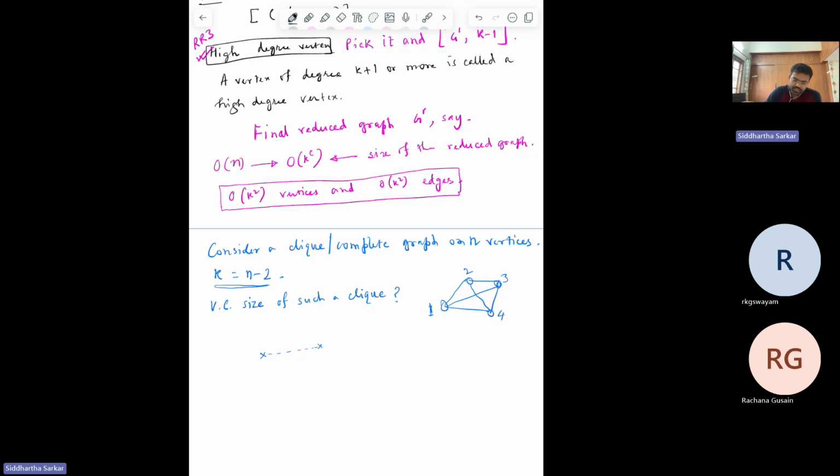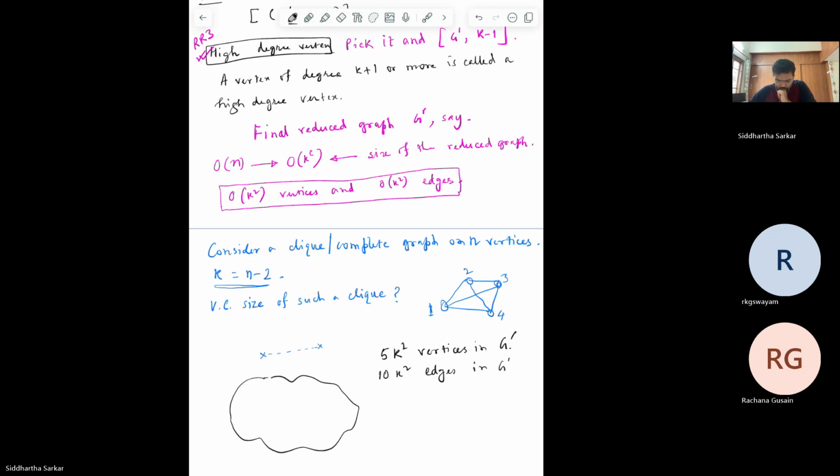Let's be more concrete. Let us say that after doing all the reduction steps, you have 5k squared vertices and some, let us say, 10k squared edges in the reduced graph. Now you have some graph. You know that the size of the graph is order k squared. Now you're saying, okay, I am going to take a vertex. All the edges which are incident on it are covered. So I'm going to do this iteration and find it out.